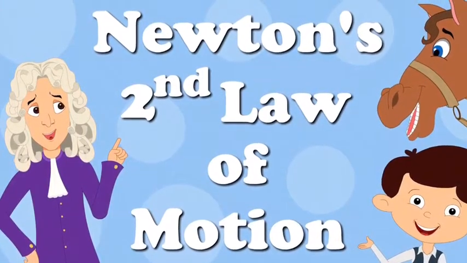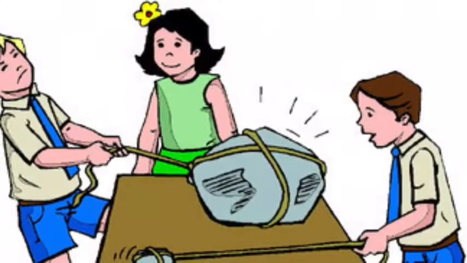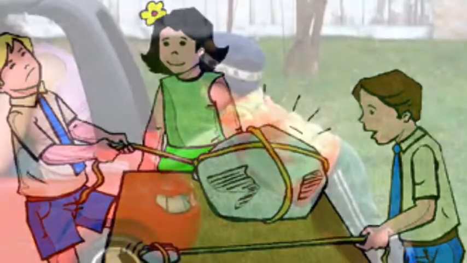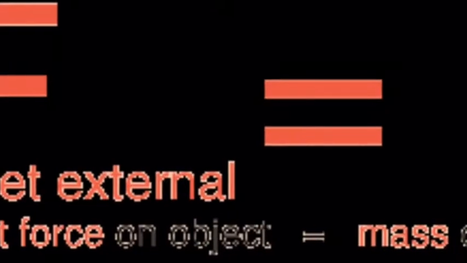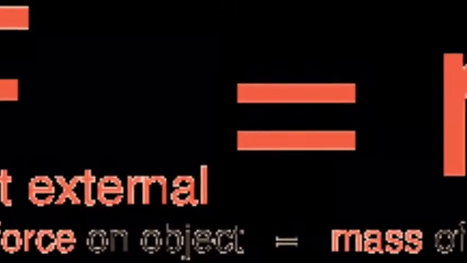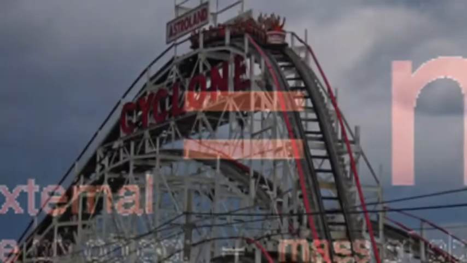Newton's second law states the acceleration of an object as produced by a net force is directly proportional to the magnitude of the net force, in the same direction as the net force, and inversely proportional to the mass of the object. The main equation for Newton's second law is the force equation, which is force equals mass times acceleration.